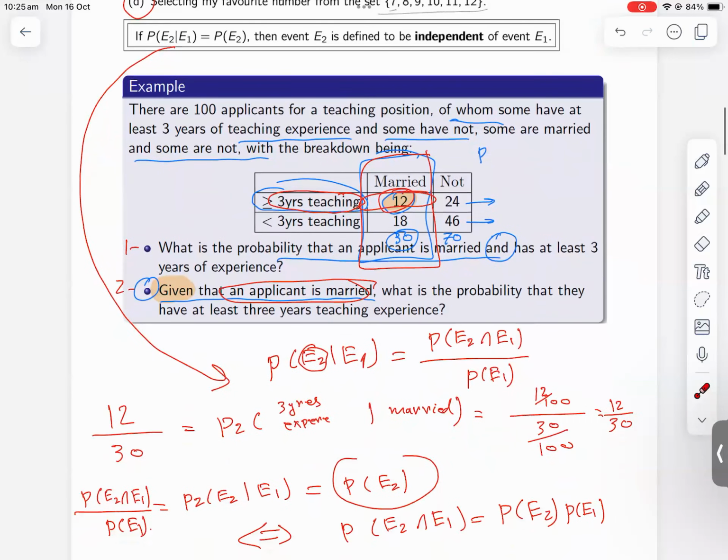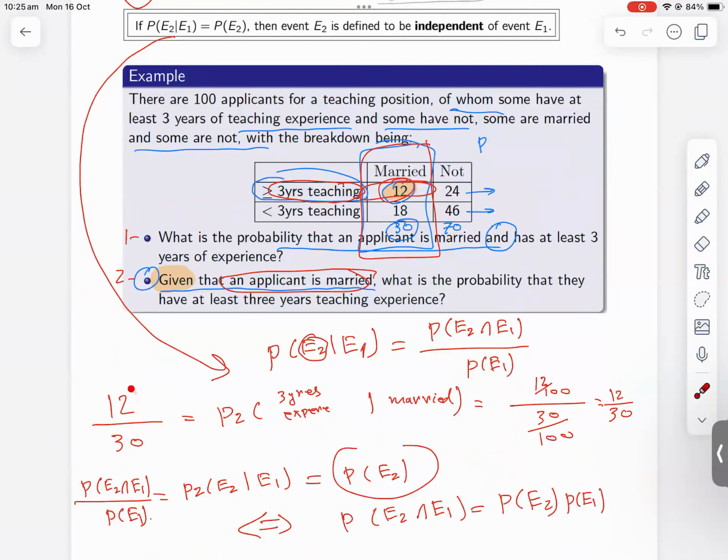But you can choose 12 over 30, or you can use the formula. 3 years given married means 3 years intersection with married. From part 1, we know that it will be 12 over 100. And being married means 30 over 100. So this will be 12 over 30, which will be the same answer.